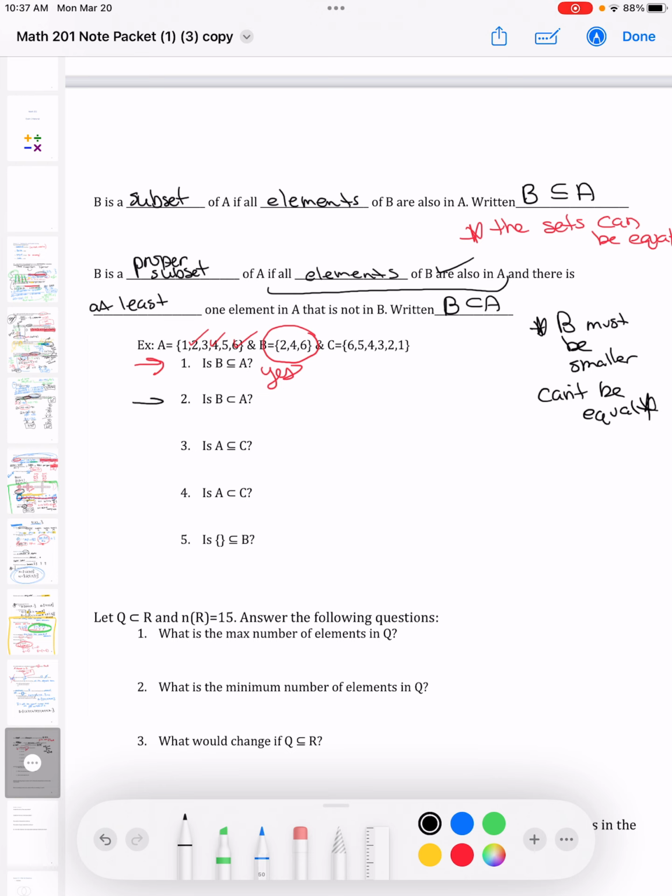So if I look at number 2 down here, I want to know if it's a proper subset. Well, 2, 4, and 6 are in there. We already knew that. And B is definitely smaller than A. B has a cardinality of 3, and A has a cardinality of 6. So that is true. All right, so let's take a little second. Why don't you try 3 and 4? I'll do 5 at the end because it's that empty set, so it's a little weird. Go ahead and hit pause and try 3 and 4.